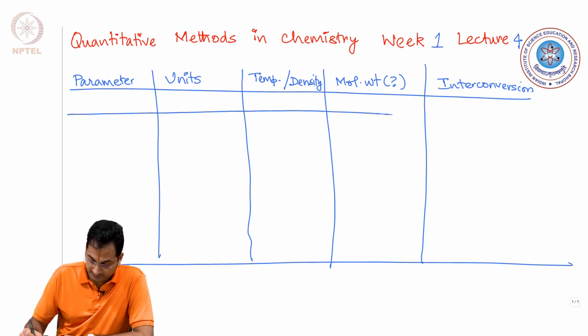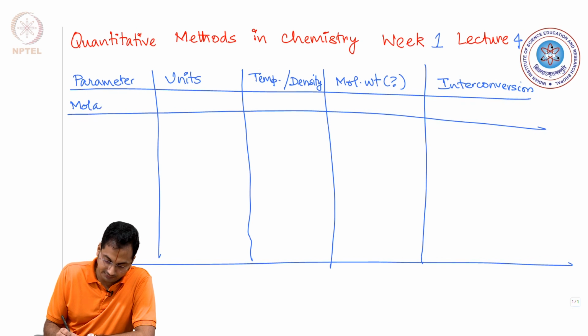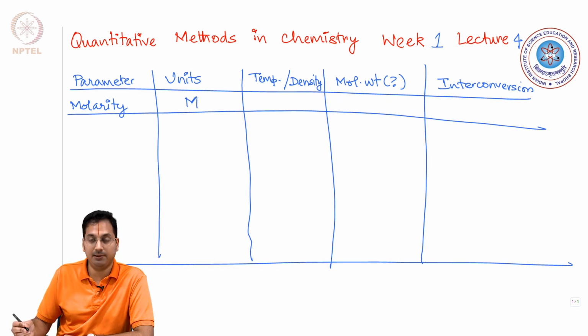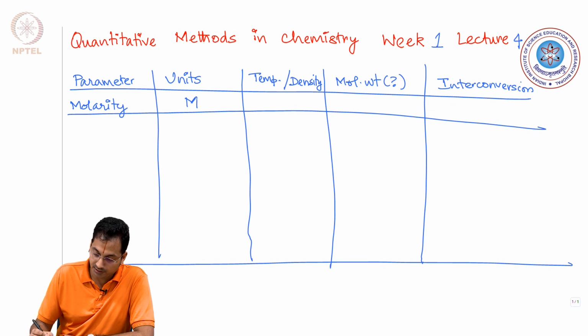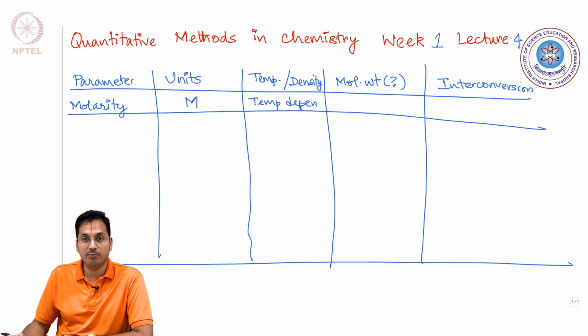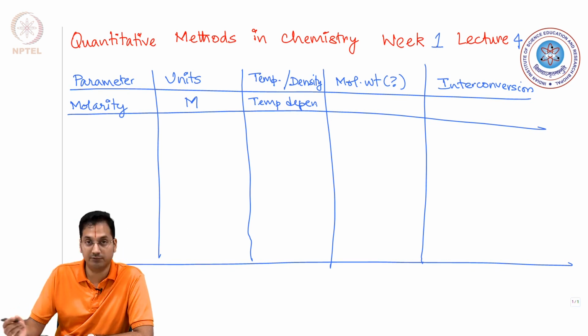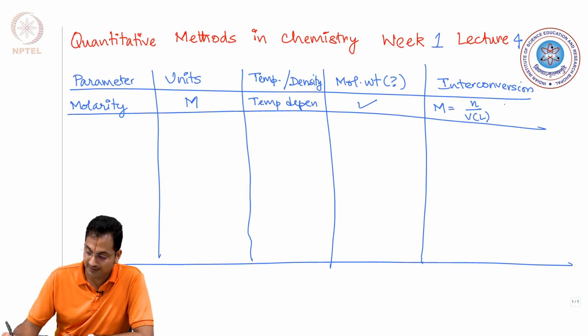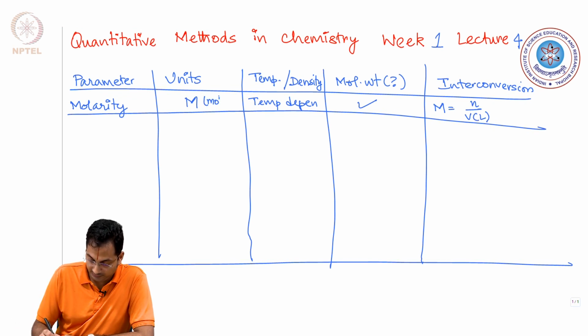Okay. So, let us keep the basis of everything as molarity. That will help us relate it across different units. So, the units of molarity is capital M, molar, and is it temperature independent? Temperature dependent, largely because you have volume in the denominator, which could change as a function of temperature. Yes, it requires the molecular weight to be known. So, basically molarity is defined as number of moles divided by volume of solution in liters, and this is also given as moles per liter.